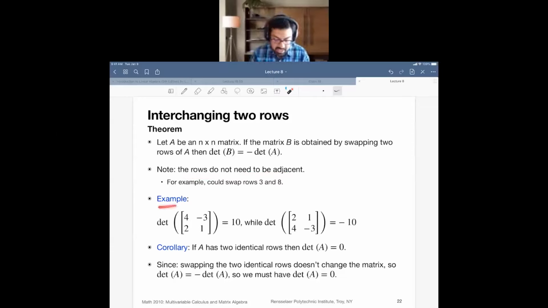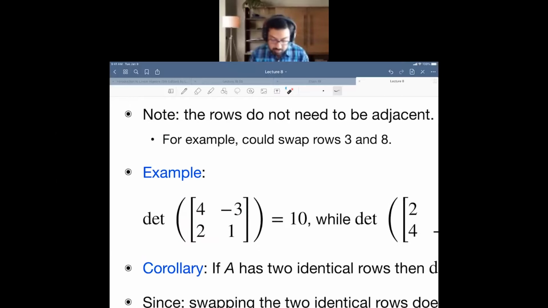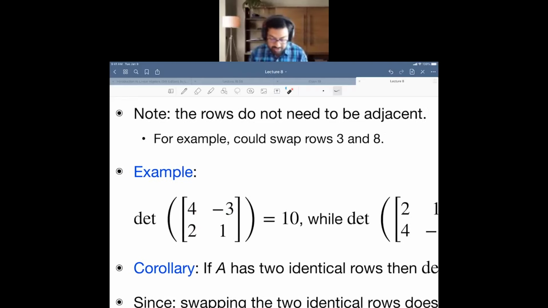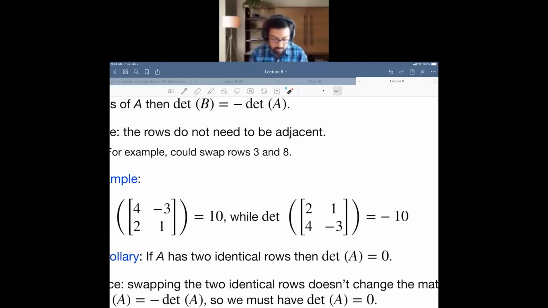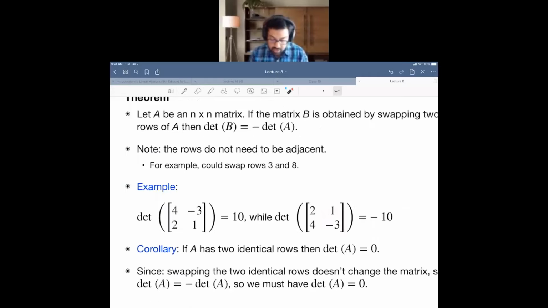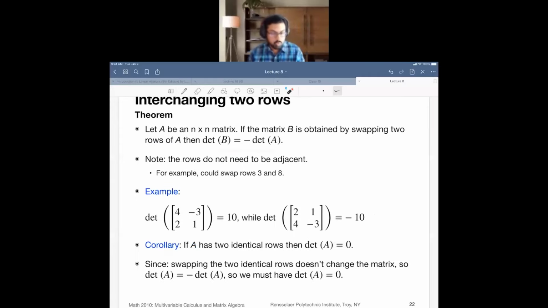Let's do this with an example. Here we have a very simple 2 by 2 case. The elements in this matrix are 4, negative 3, 2, and 1. The determinant of this is going to be 4 times 1 minus 2 times negative 3, so that'll give you a 10. If you interchange the two rows, in this case, there are only two rows, so there's nothing more to interchange, just putting this one here and this one here. So you've got the second row becoming the first row, and the first row becoming the second row. 2, 1, 4, negative 3. What is the determinant here? Well, you have 2 times negative 3 minus 4 times 1, which is going to give you negative 10. So this quickly validates the statement. When you interchange rows, you multiply the determinant by a negative sign.